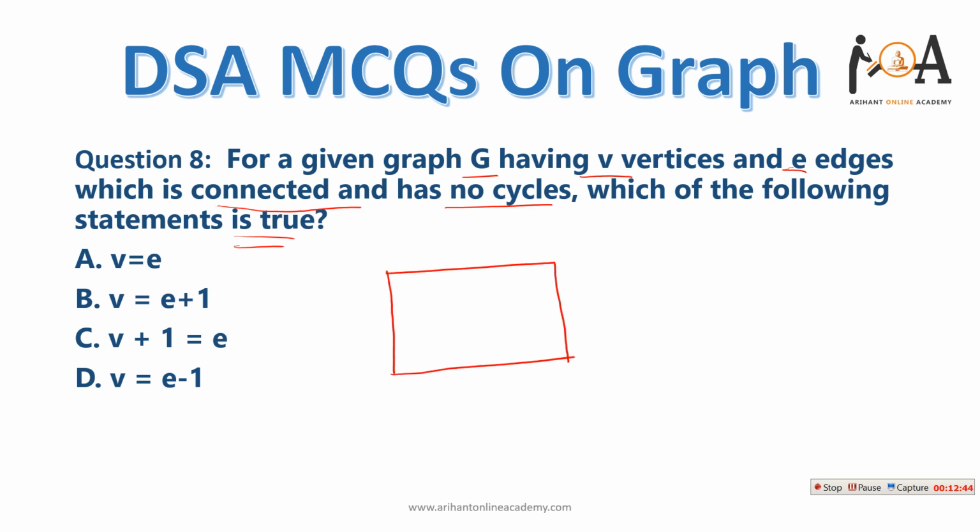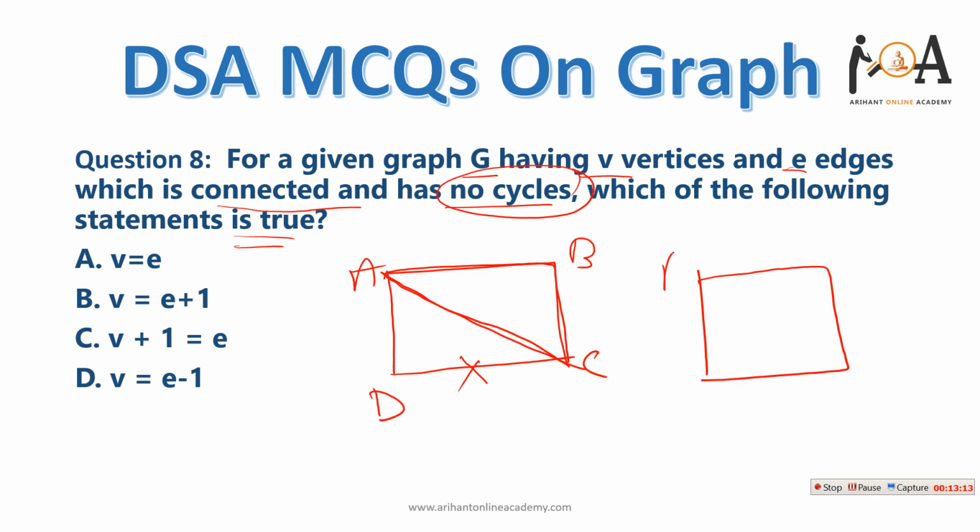This is a connected graph A, B, C, D. No cycle is there. No cycle should be there, and it should be connected. Suppose if I have an edge from A to C, then you will say that this is a cycle. So that is not the case here. Our question is like that. It shouldn't have any cycle.